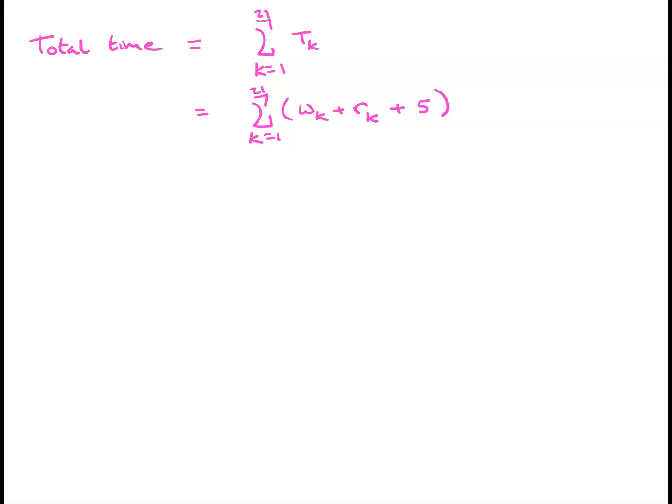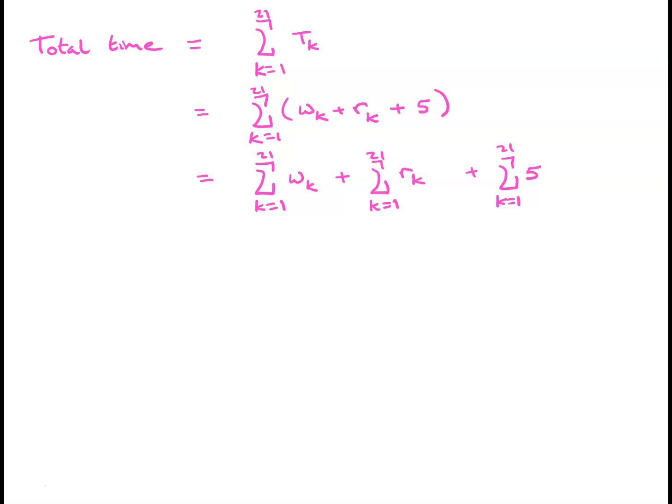And we can know that we can split the summation of a sum into the sum of the summations. So we can say that's the sum of the times spent on the weights plus the sum of the times spent on the rowing machine plus the sum of the cooling down times.